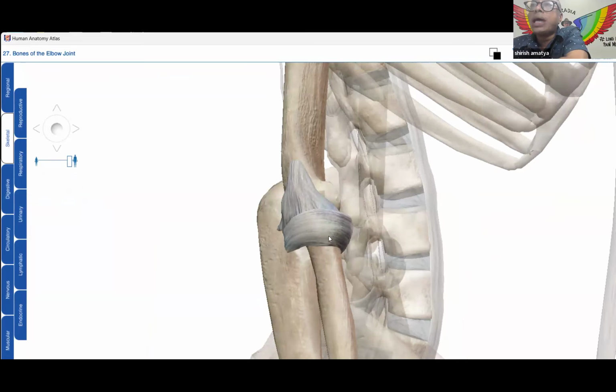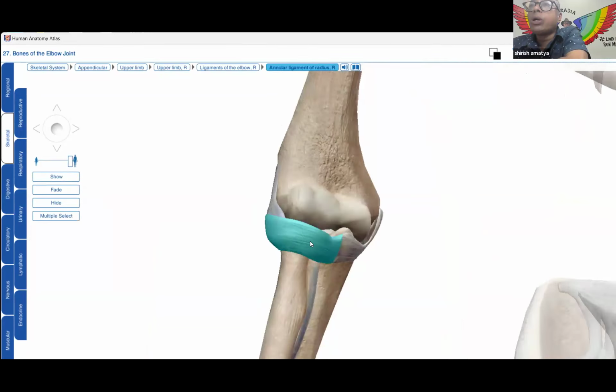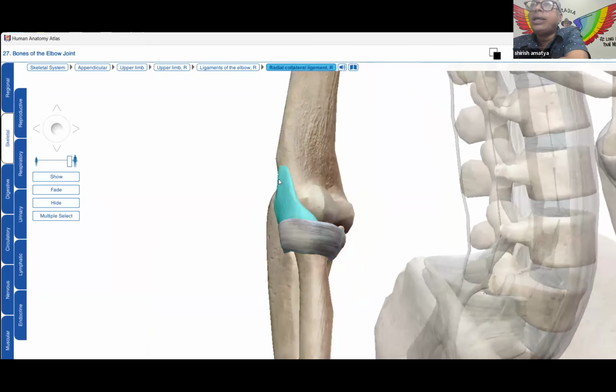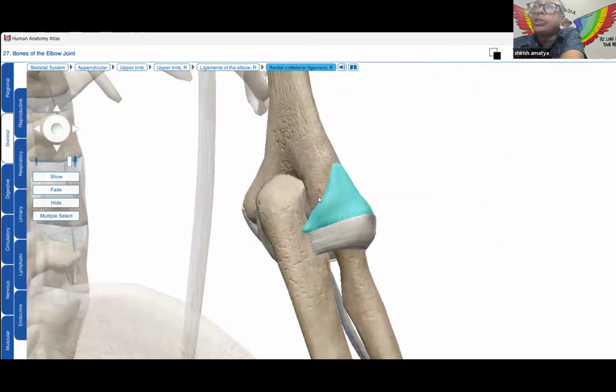One is this annular ligament. We all know the annular ligament, which wraps around the head of the radius. And another is the radial collateral ligament. It extends from the distal end of the humerus, and it comes and merges with the annular ligament. And on the posterior side, which is not shown in this picture, there are two ligaments.